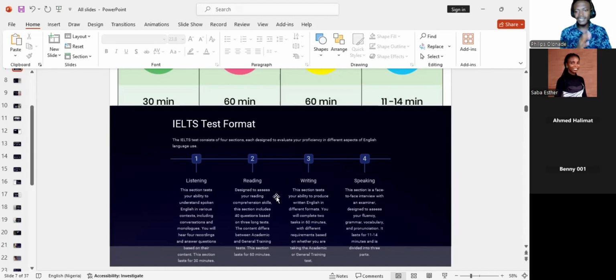So yes, they have the same format, academic and general. You'll be given 3 very long passages and 40 questions. You will read the passages and answer the questions. For this section, you have 60 minutes.